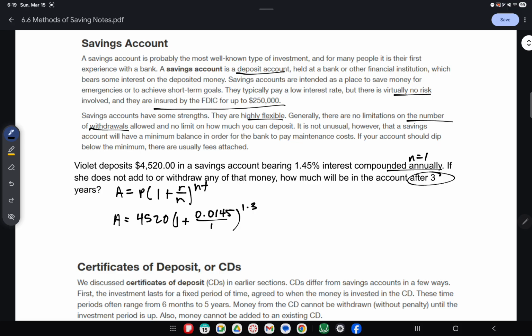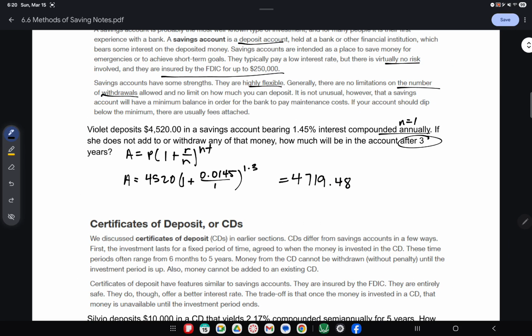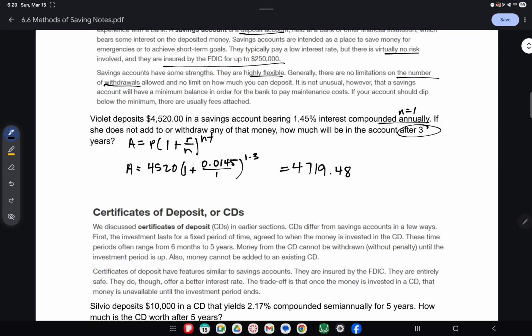So let's plug it in a calculator and see what we get. So I get a final amount of, sorry, I'm still plugging in my calculator, $4,719.48. Right. So nothing new there.